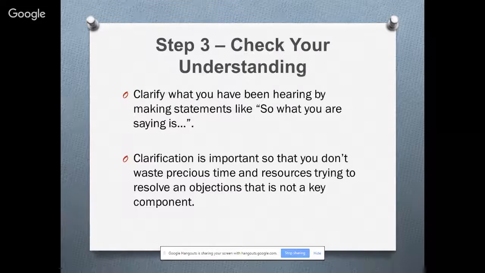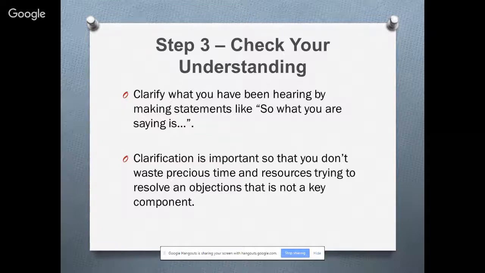So that's step 3, checking for understanding. Again, clarifying that what you're hearing from the student is correct, because sometimes what they say and what they mean can be two different things. Sometimes we're hearing a lot of different objections, and one in particular may be what they're really worried about, even though they're talking about 10 things. So if we can clarify, then we can be sure that moving forward we're addressing the proper objections so we can effectively work through the process.